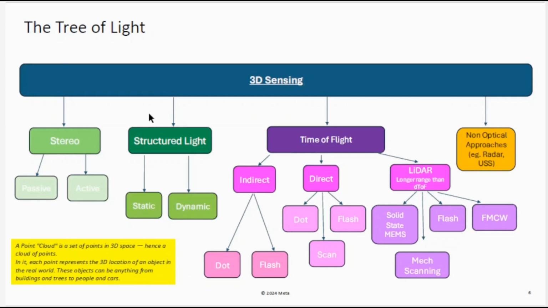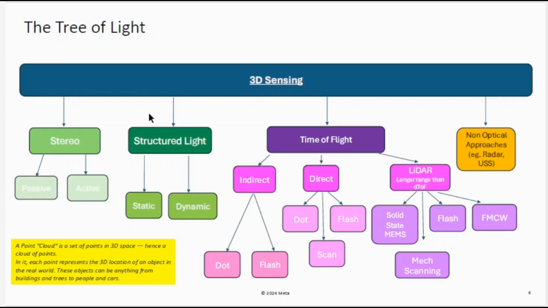Okay, so this is what I call the tree of light. These are all of the various technologies that I've looked at as part of my role both at Apple and at Meta now when we're thinking about products. Obviously, there are non-optical approaches like radar, etc. I'm going to focus more on the optical approaches. You've got stereo, structured light, time of flight. Time of flight itself is pretty vast, right? You've got ITOF, DTOF. LiDAR essentially operates based on DTOF principles. But of course, I called it out separately because it's a different market space, right?